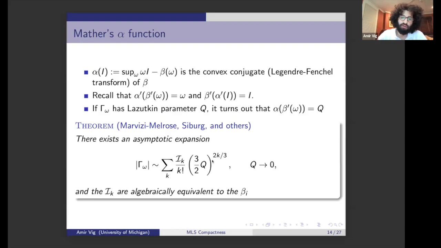And this power 2/3 is kind of mysterious. If you know this Airy calculus, for example, for FIOs and Airy FIOs and stuff, this 2/3 is kind of ubiquitous in the literature about glancing orbits. Okay, so it turns out that these invariants I_k are algebraically equivalent to the beta i's, and they're actually a little bit easier to work with, so we're going to use those. But you can go back and forth between the I_k's and the beta i's.